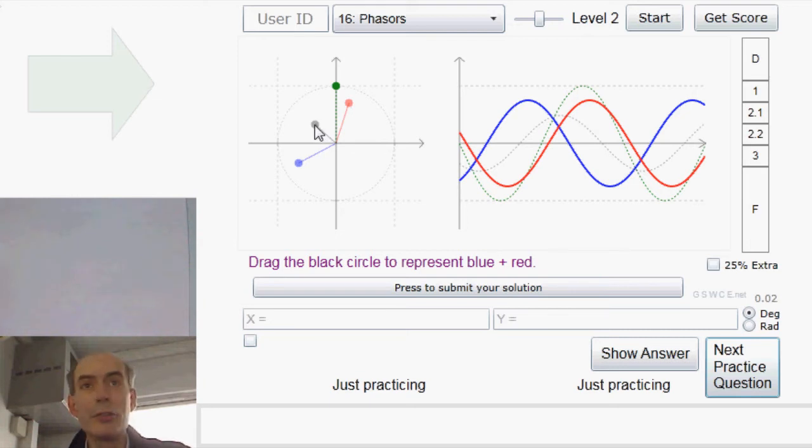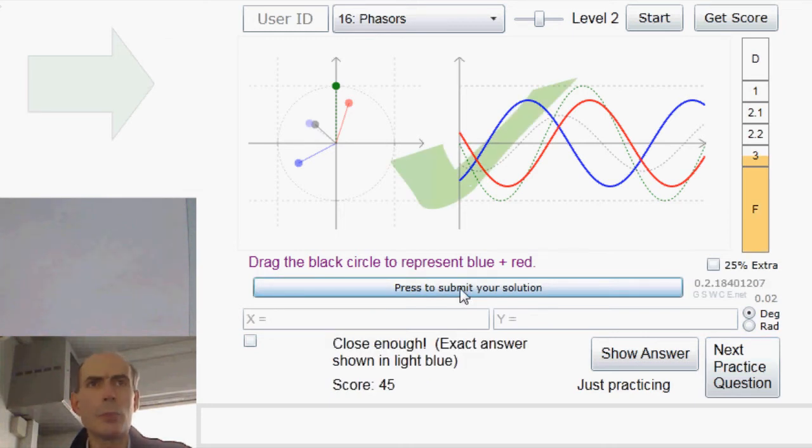And as a check, you could just check, well, if that's right, then it should have gone through the blue waveform when the red is 0, which it has, and through the red waveform when the blue is 0, which it has. And that's just confirmation that I've got these in the right place, and I've done the vector addition correctly. So that is my solution.